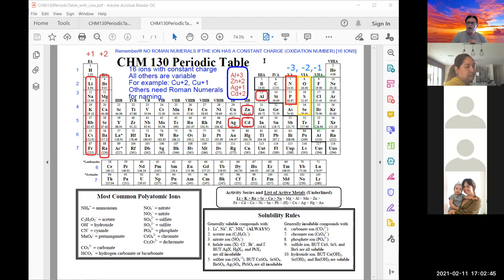Eventually, we're going to take those negative ions and combine them with the positive ions to create compounds. So I take sodium, which has a +1, with chloride, which has a -1. I put them together, and its formula is NaCl. Okay. All right.